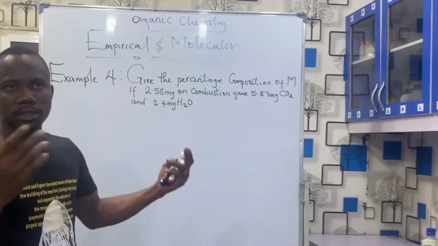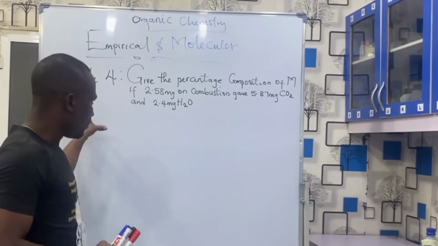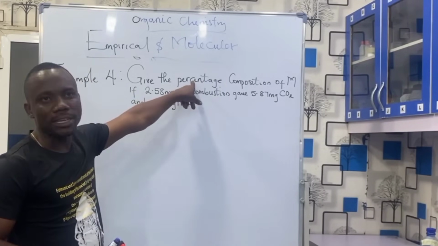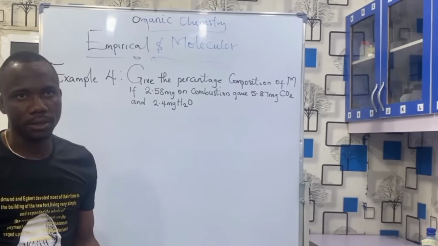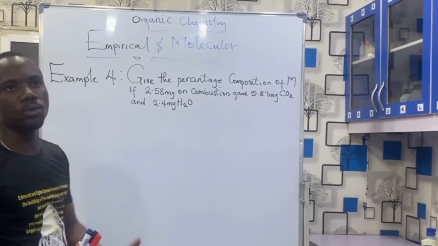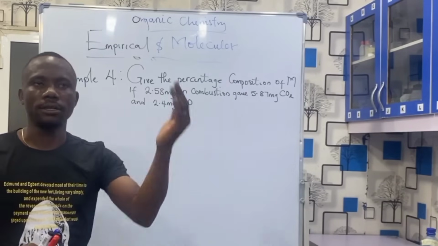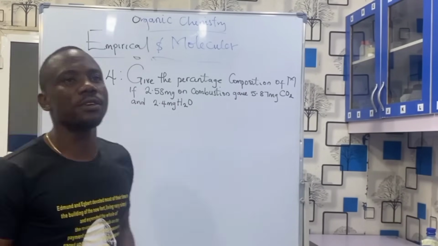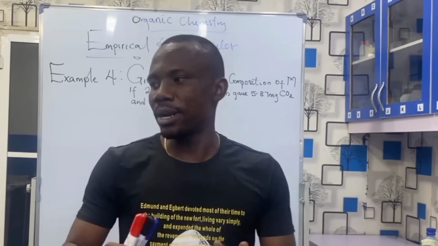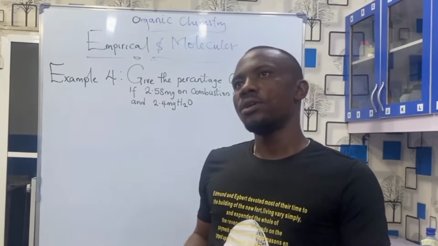So we'll see where the change is coming from. First of all, what we are asked for is percentage composition, not the empirical formula in this case. So all we need to do is step 1 and then step 2. Step 1 is to get the weight of each atom or element present in the unknown organic compound.